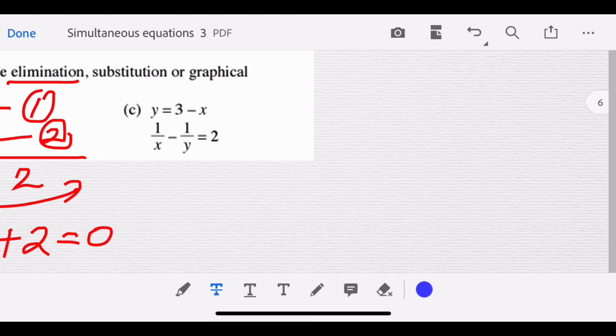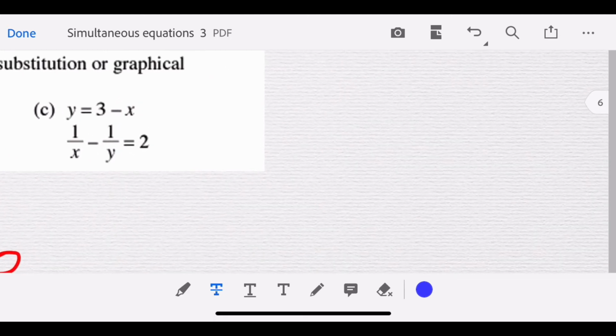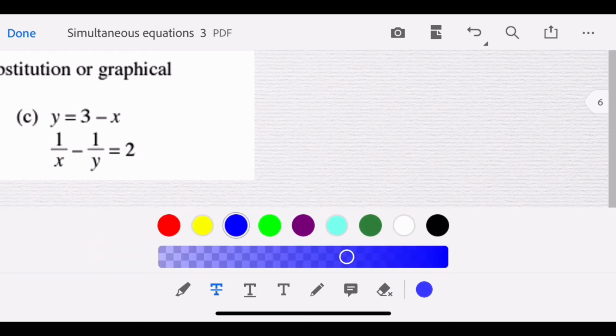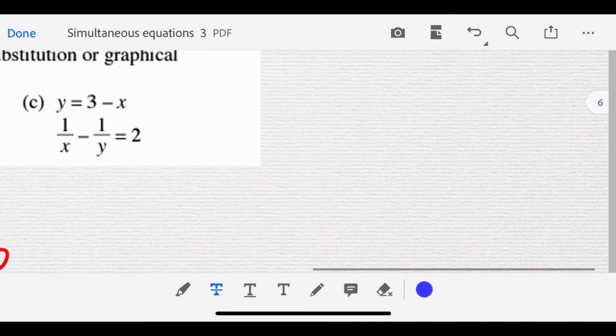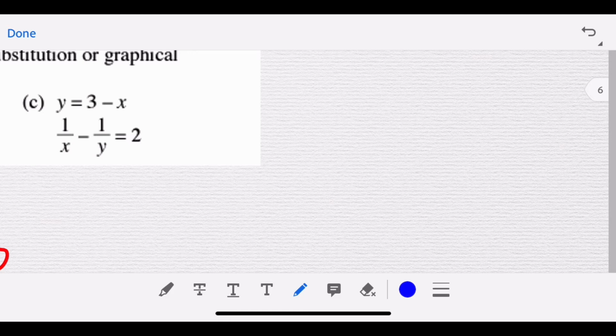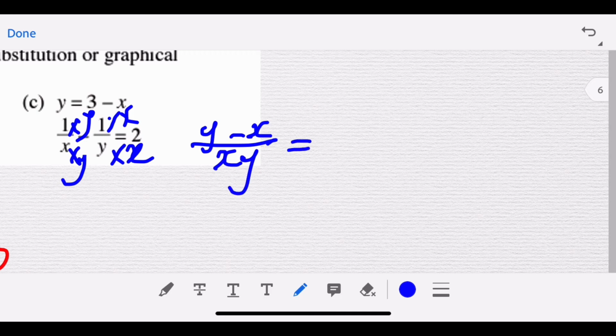So we are going to solve question C. How to solve question C? Question C involves fractions, so there are many ways to do it. Let's make the denominator the same. We have to multiply by y and by x. So we get y minus x over xy equal to 2, right? Make the denominator the same.